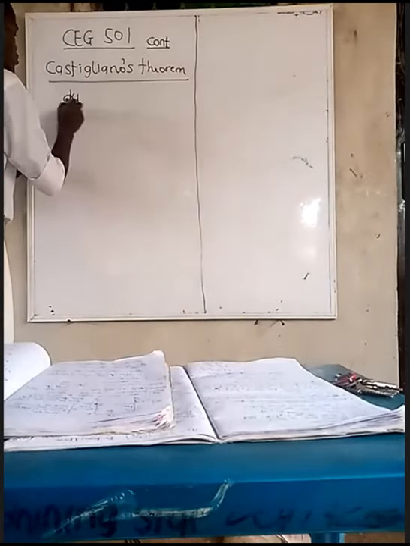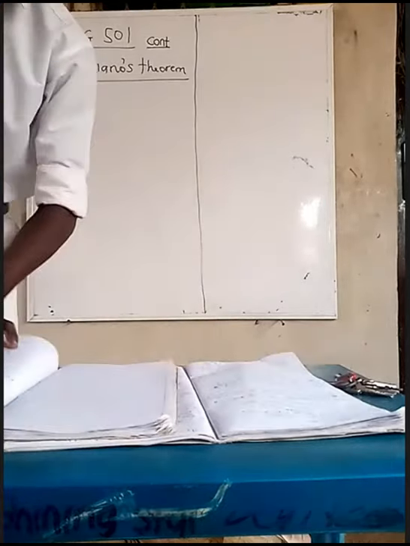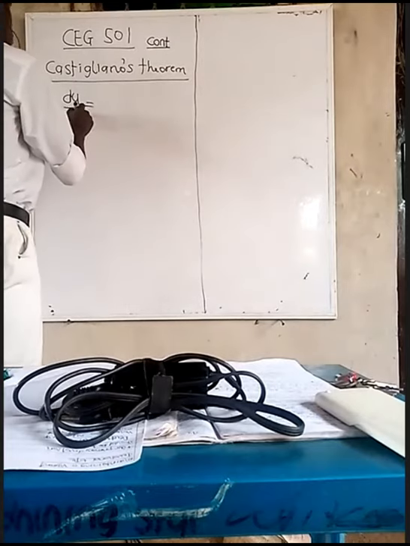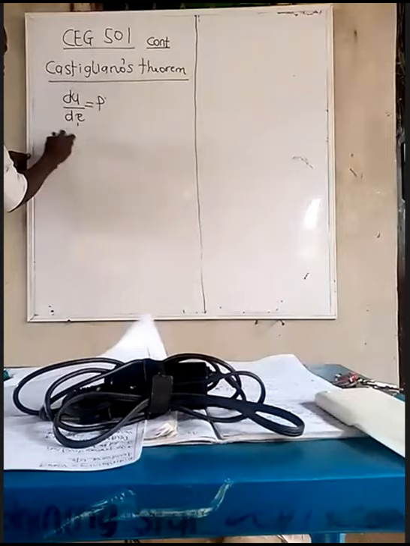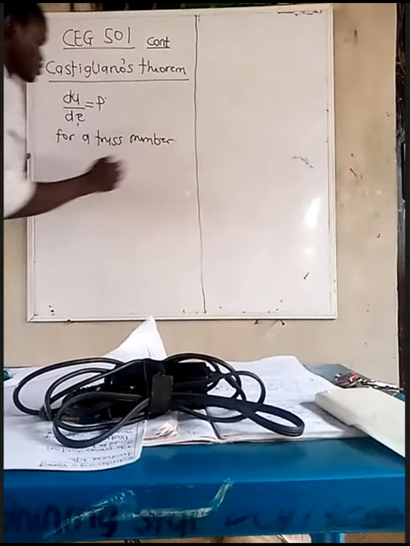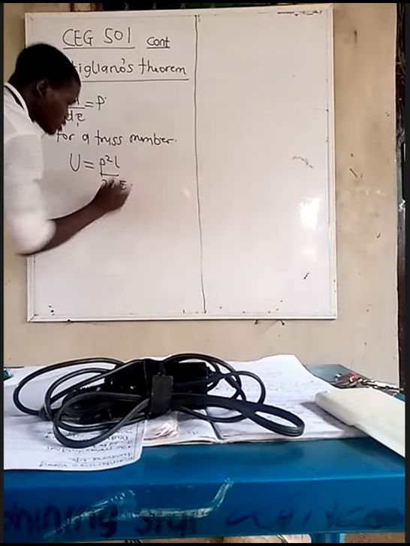Now, we know that Castigliano's theorem states that dU/dP equals, dU/dP equals P rather, or whatsoever you have, but let's leave that aside. We want to apply the formula. For a truss member, that is any member of the truss, we know that the spring energy U equals P squared L over 2AE. Randall spoke about this last week.